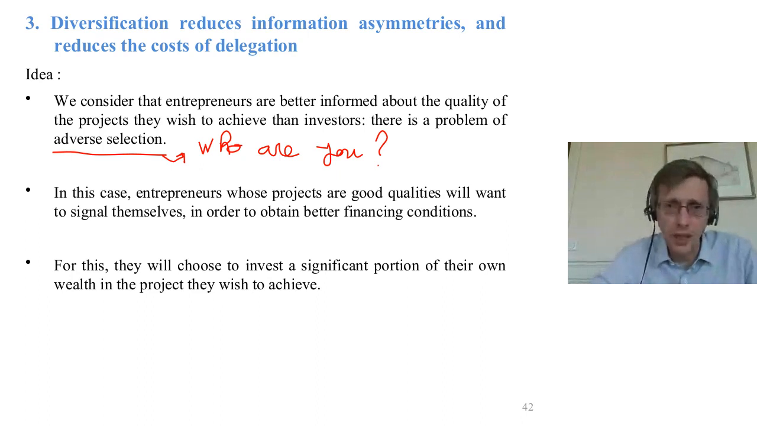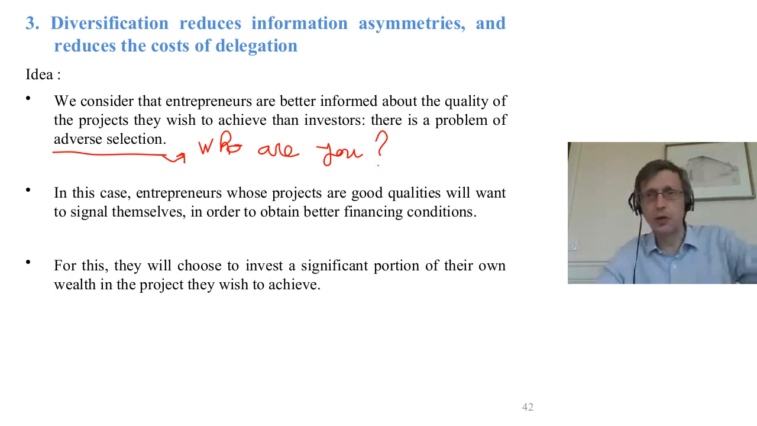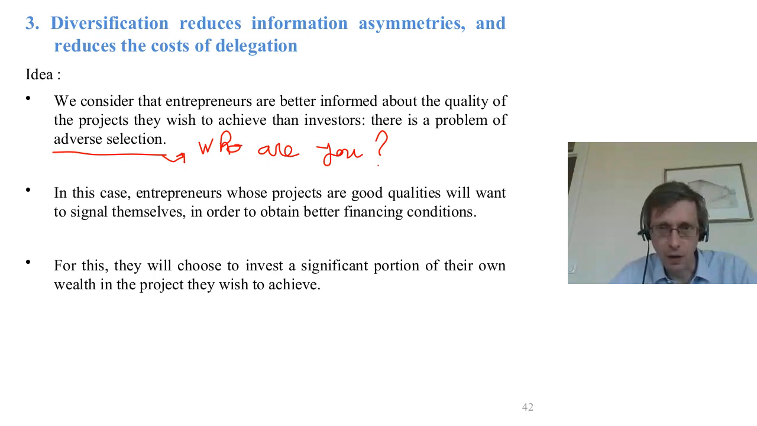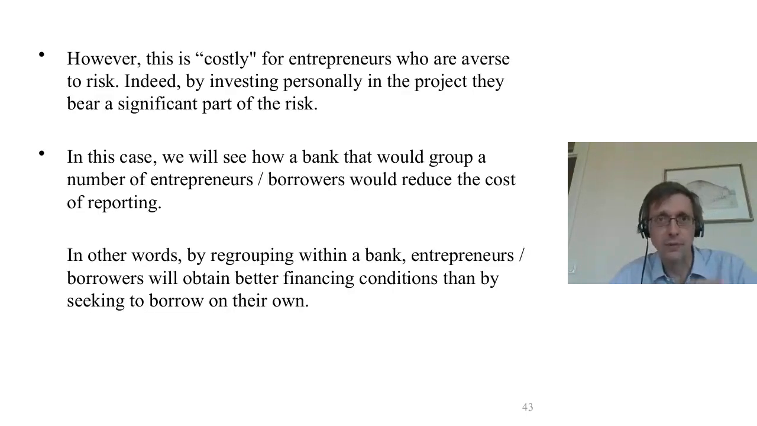But for doing this, they will choose to invest a significant portion of their own wealth in the project they wish to achieve. This is going to be the signaling behavior of good entrepreneurs. Of course, this is costly for them because they don't like risk. They are what we call risk averse. Indeed, by investing personally in the project, they bear a significant part of the risk.